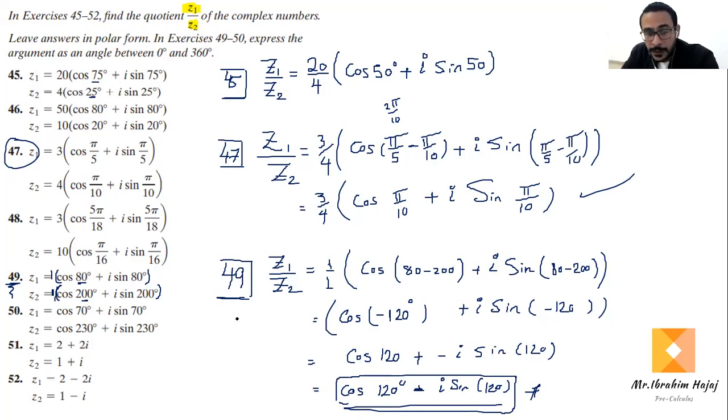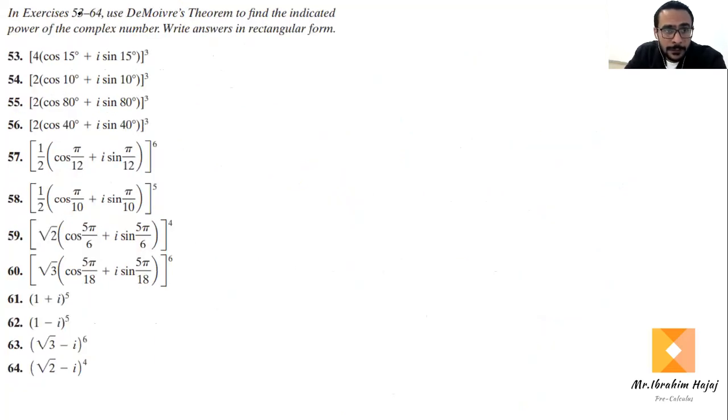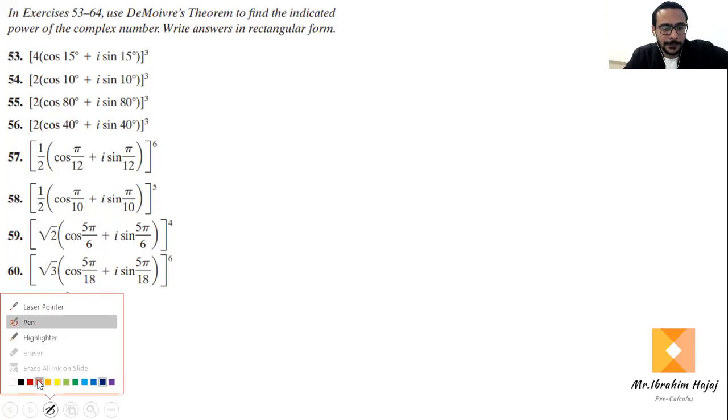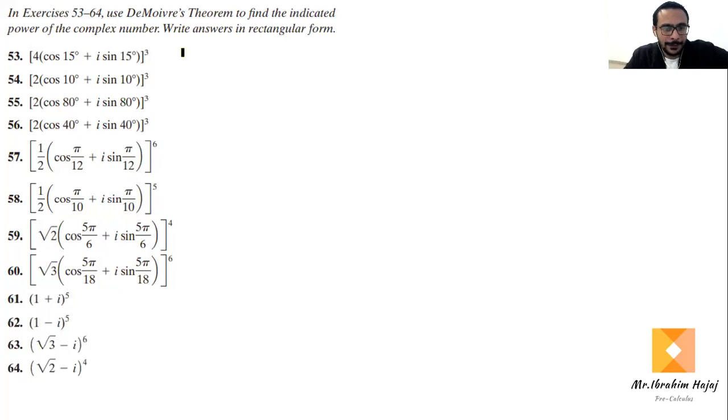Let's move back again, guys, to the set of exercises 53 to 64. Use De Moivre's theorem to find the indicated power of the complex number.